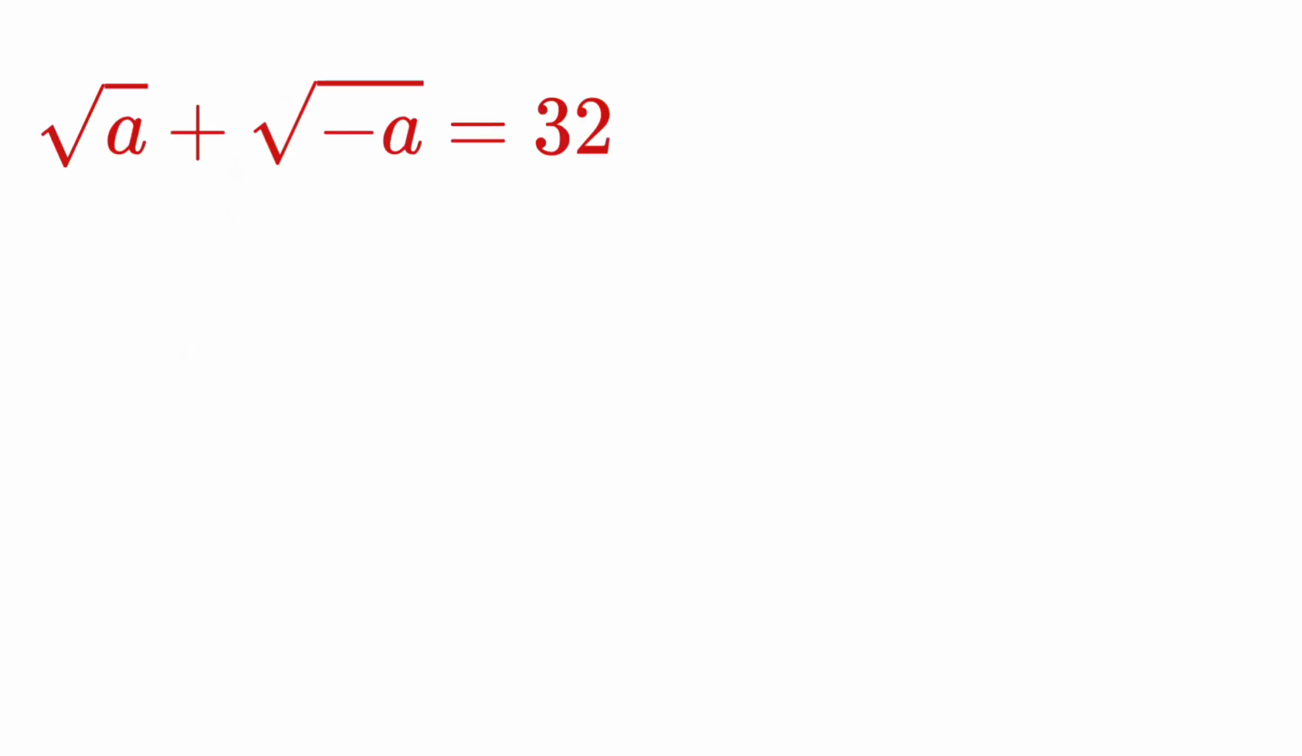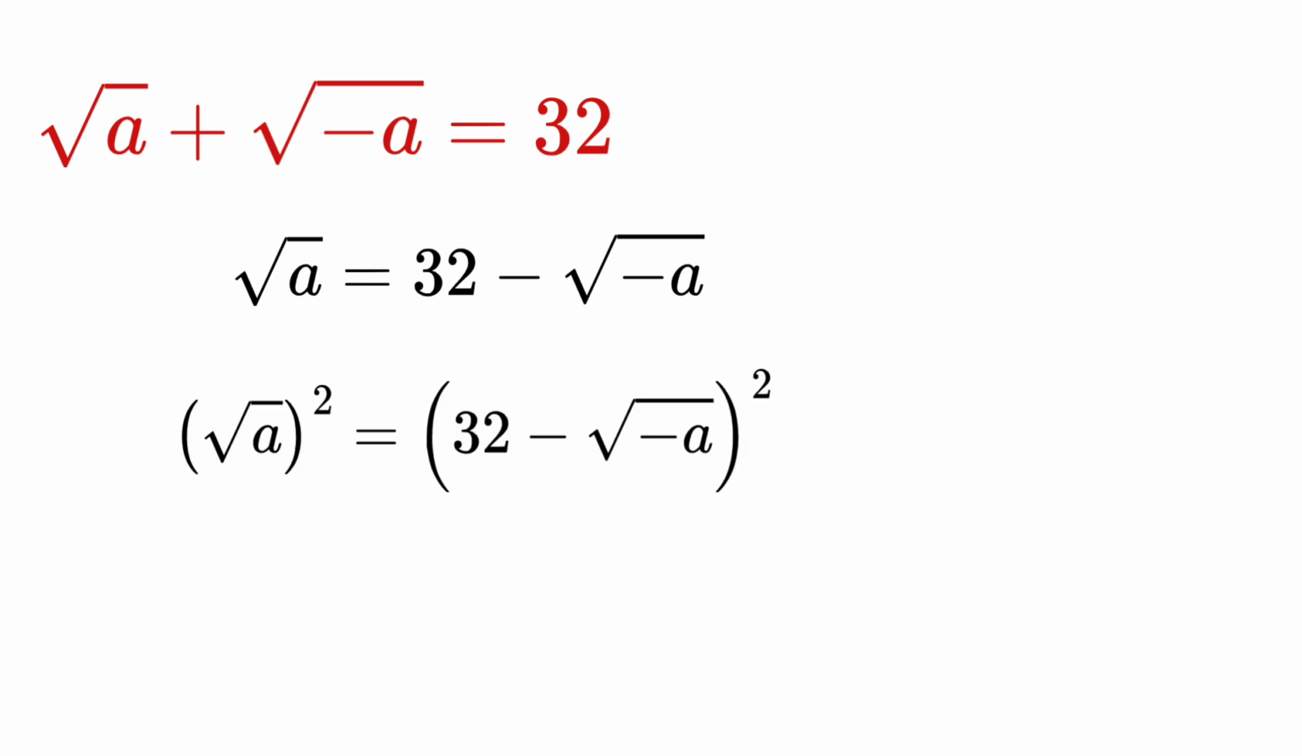Our question is square root a plus square root minus a is equal to 32. We have to find the value of a. This we can write as square root of a is equal to 32 minus square root of minus a. Now square on both sides. We get square root of a whole square is equal to 32 minus square root of minus a whole square.